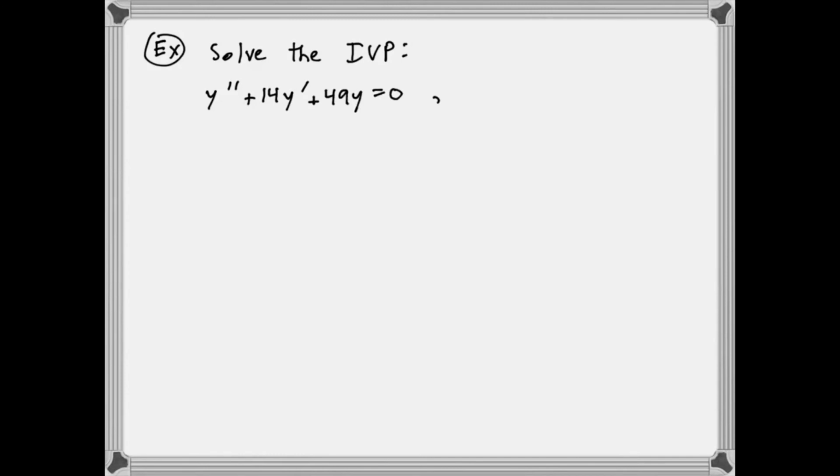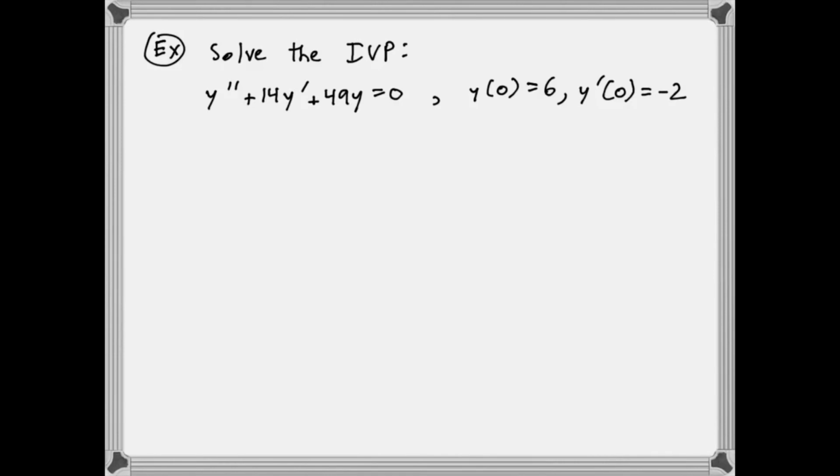So let's do the following example. So we want to solve, this time let's do an initial value problem. So solve the initial value problem. This one's going to be y double prime plus 14y prime plus 49y is equal to 0. And then y of 0 equals 6. And y prime of 0 equals negative 2.